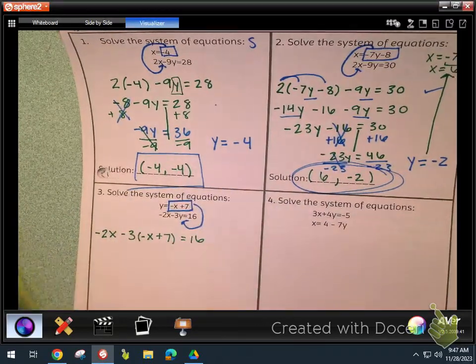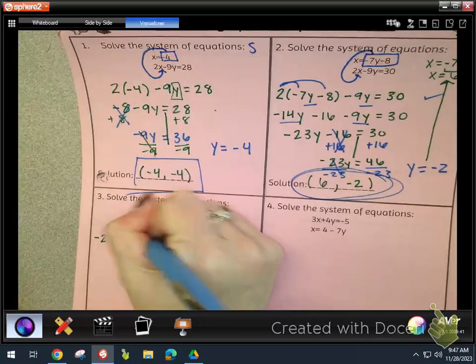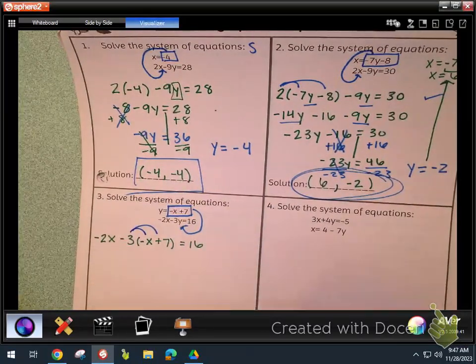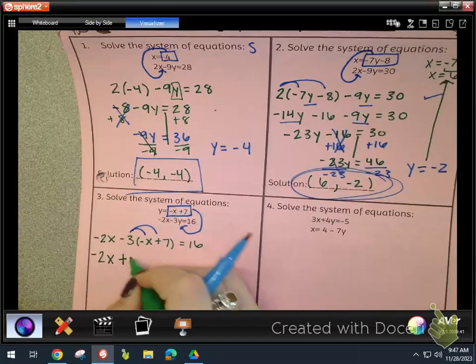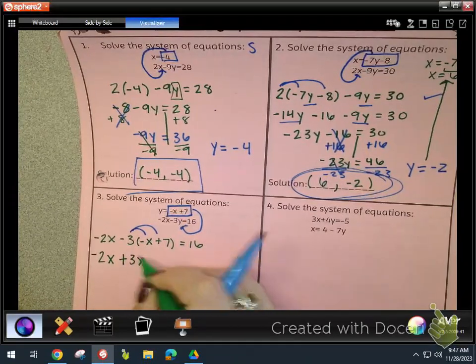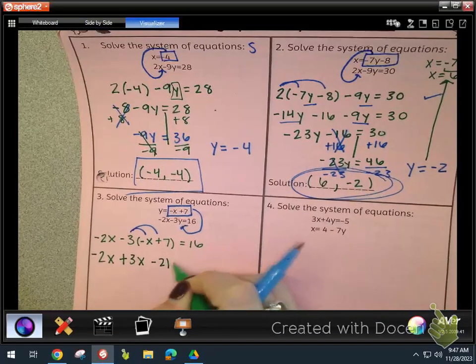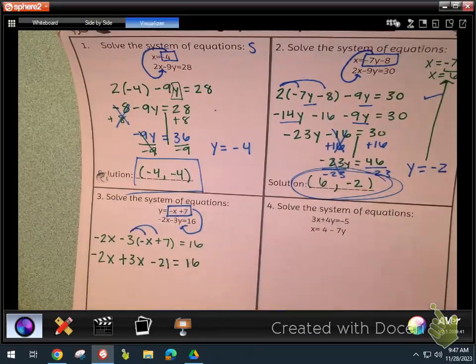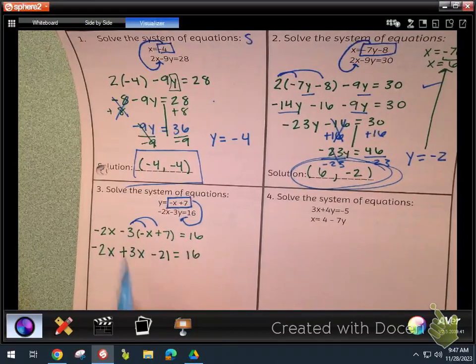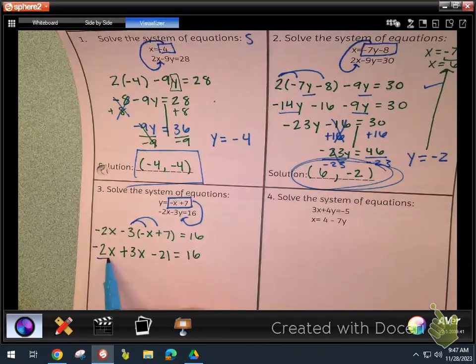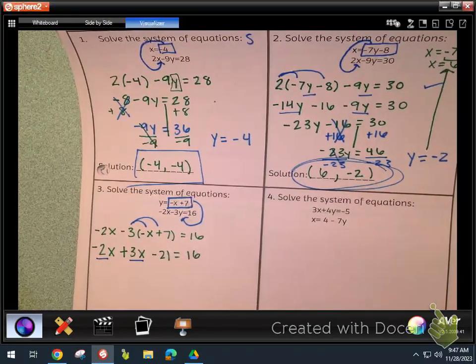Go through your steps. Distribute. And then equals 16. And see how there's only one variable? There's only an x and an x. The y's gone, which means we did it right. So now we just do math. What's a negative times a negative? Very good. So watch that. It's like distributing in the -3. -3 times negative x is positive 3. So we distribute. So plus 3x.